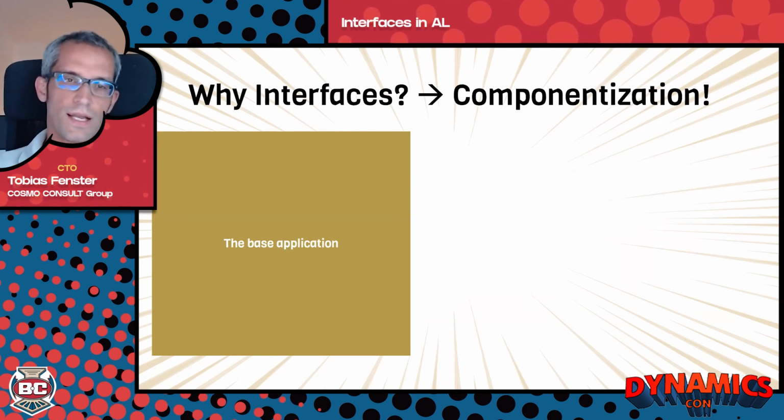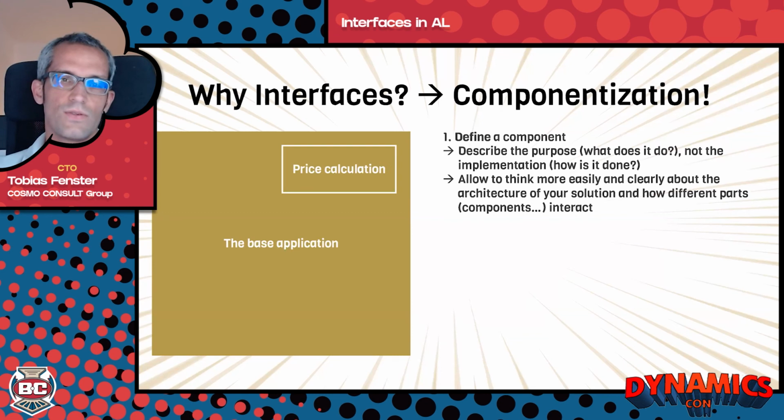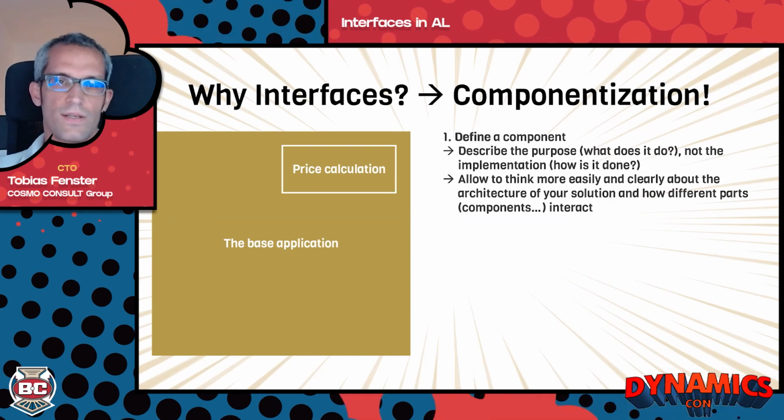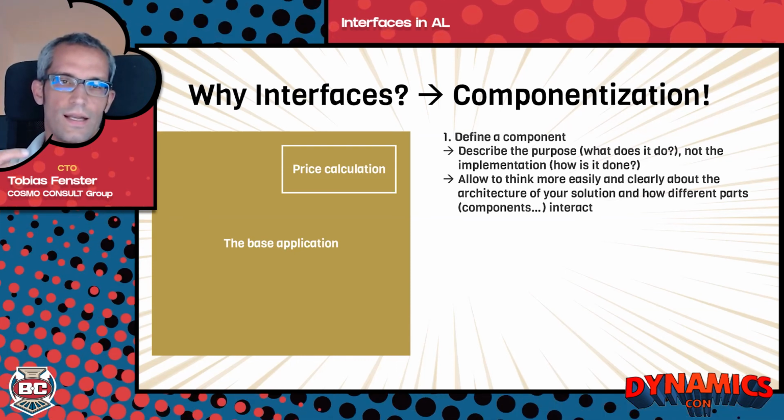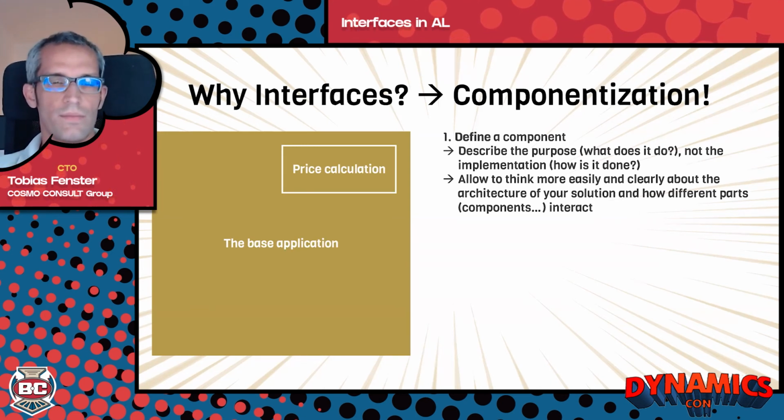If you think about something like the price calculation, and I'm using that example because that actually is the first component that Microsoft has identified and has defined using interfaces, then if you want to describe what the price calculation does, you need something, a construct that allows you to define what price calculation does and not how it is implemented. That's also a concept that's very important when you're thinking about clean and good architecture of software. Did you think about the components in terms of what they are doing, not how they are implemented?